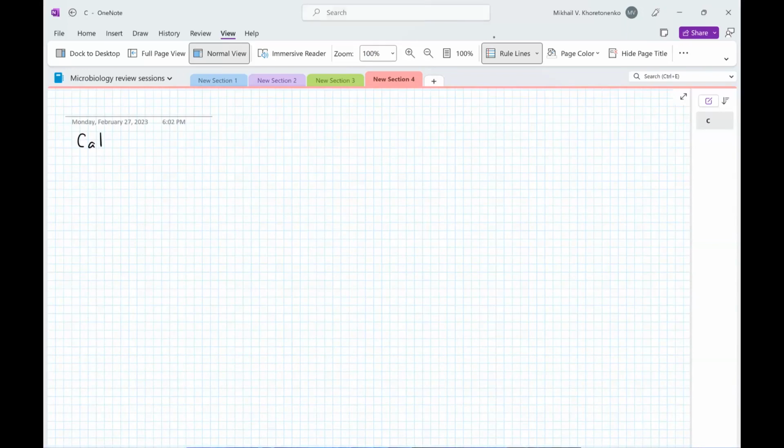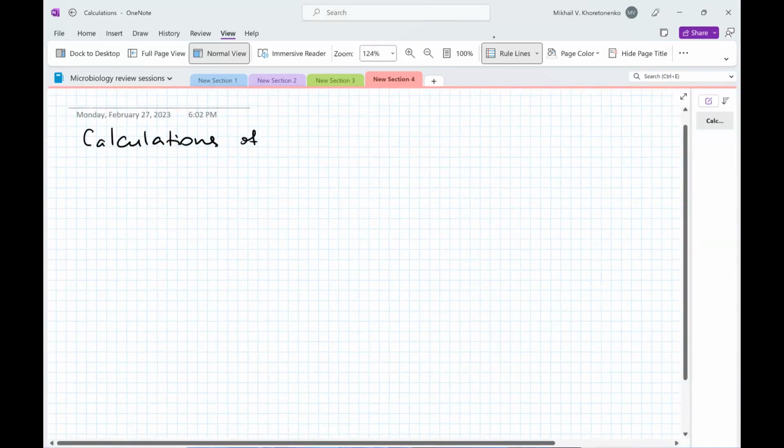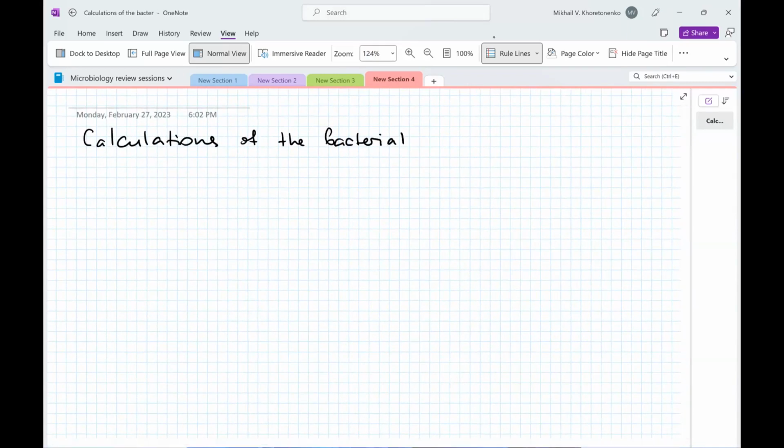I'm going to start with the calculations of the bacterial population. Sounds good? Yeah. I'm going to give one example of each, so we don't spend too much time on this.